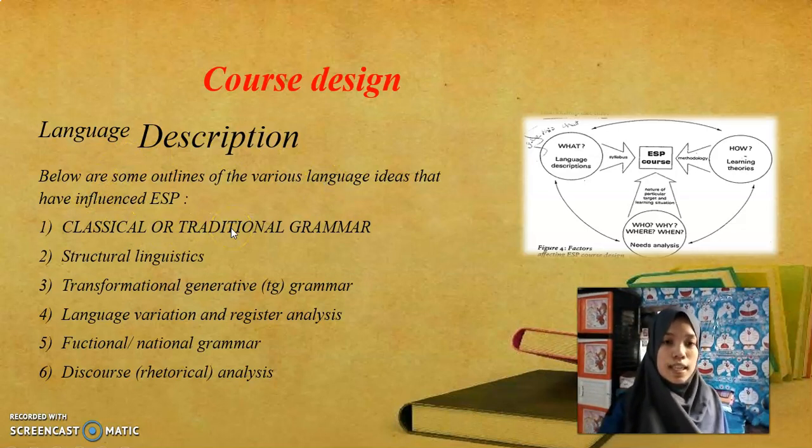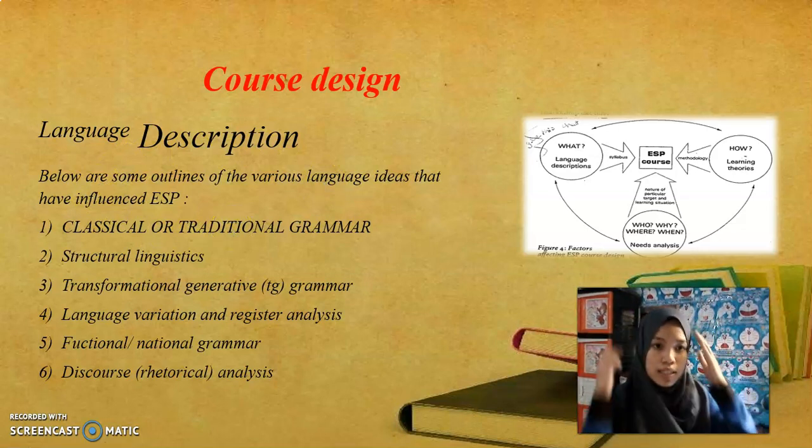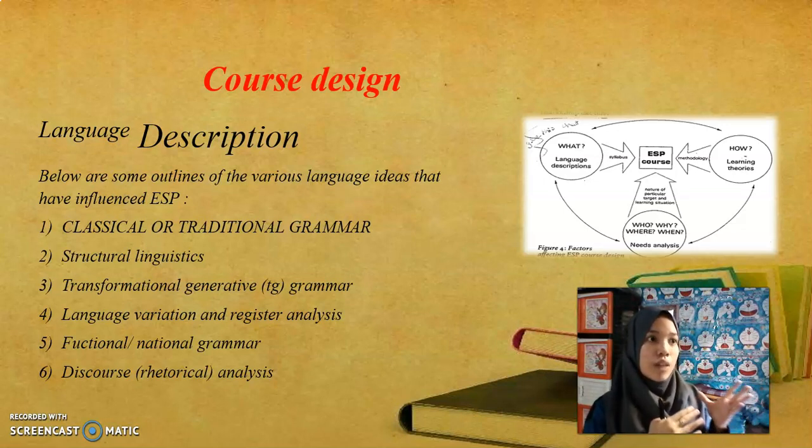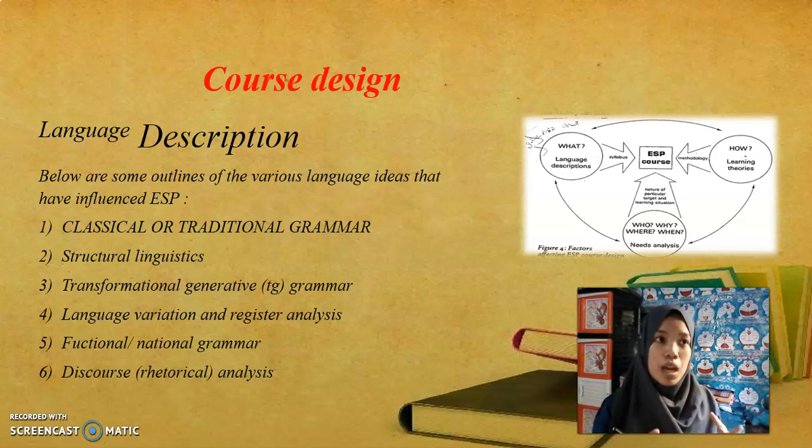The first is classical or traditional grammar. It means the starting point of English is based on classical grammar, because it is based on the analysis of every word in the sentence, because classical language is a case language where the grammatical function of each word in the sentence is made clear by the proper grammatical inflection.